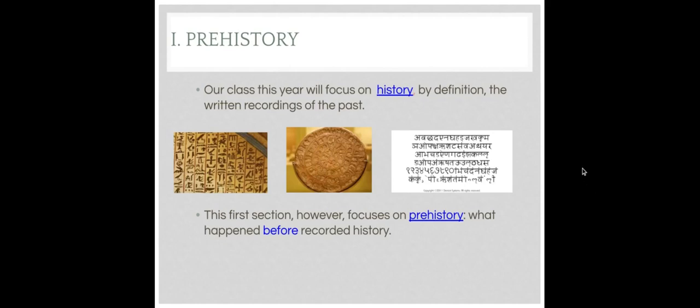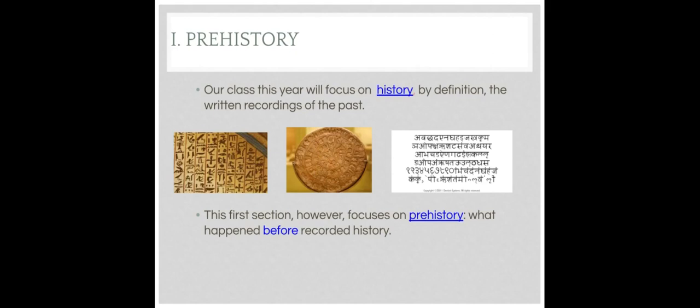History is, by definition, the written recordings of the past. We're going to find that a lot of different cultures left us records behind, whether they're diaries or accounts of what happens at court or pictures or calendars. All of those are written records. But there was a time in human history before writing was invented, and prehistory is the study of what happened then.